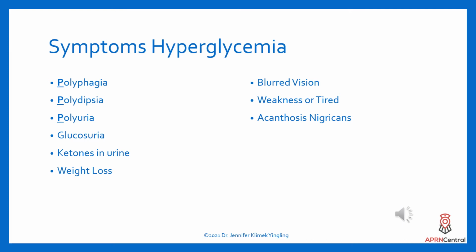sugar in the urine. An individual may have ketones in the urine. They may have weight loss, blurred vision, weakness. They may tell you that they feel tired all the time. And there's also something called Acanthosis Nigricans, and we'll talk a little bit about that on the next slide.